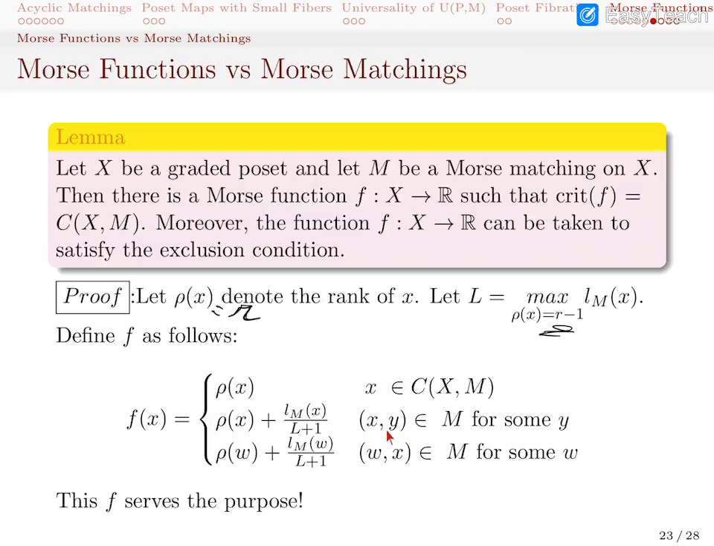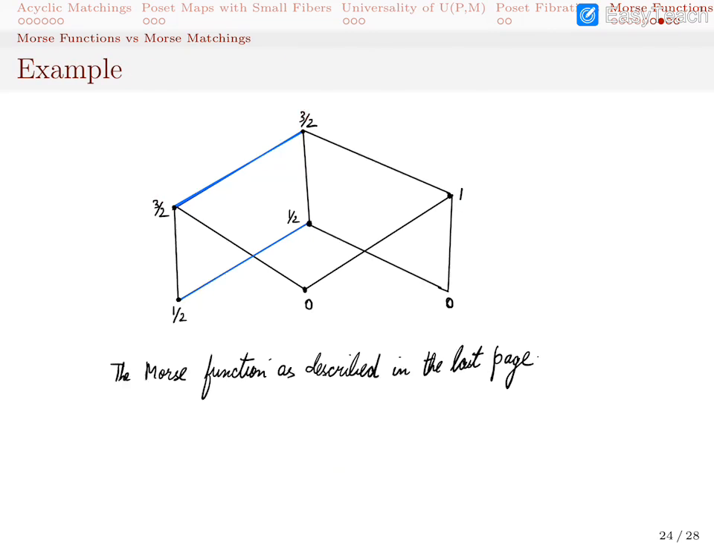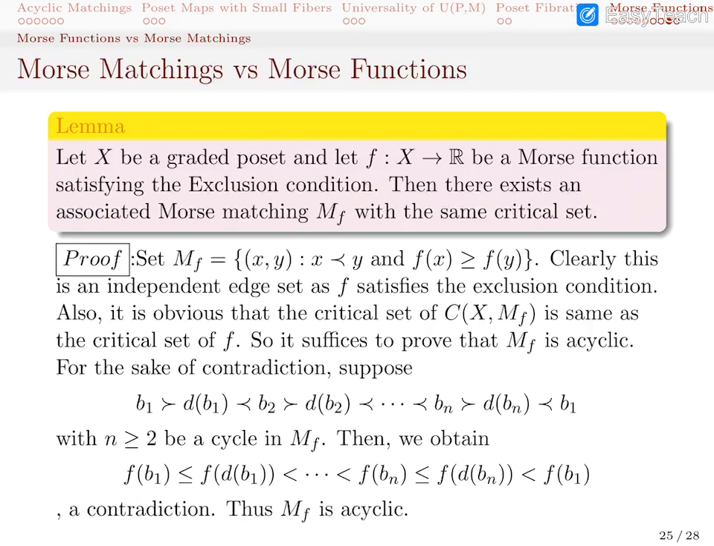because this is just to check that if you have a matched edge, then both the endpoints have the same value from this definition. So it will also be half, and similarly for this one it will be 3 by 2 and this one will also be 3 by 2. And this is just the Morse function defined in the last page. Next we have another lemma: if X is a graded poset and if f from X to R is a Morse function satisfying the exclusion condition, then there exists an associated Morse matching M_f with the same critical set.